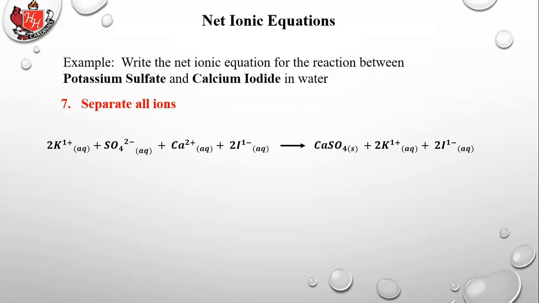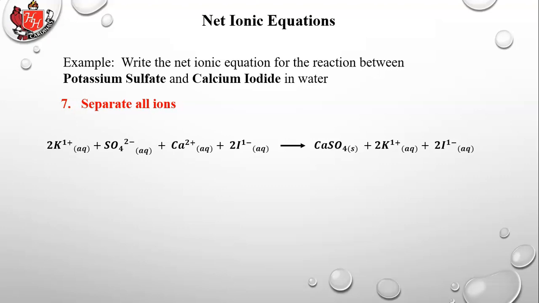Then we go to the Ca2 plus and then the 2 I1 minus. So that balances. They break apart. So that's a calcium ion and 2 separate iodide ions, and they separate in water. Now we go over to the right side. The CaSO4 is a solid. It's not soluble in water, so it stays together.